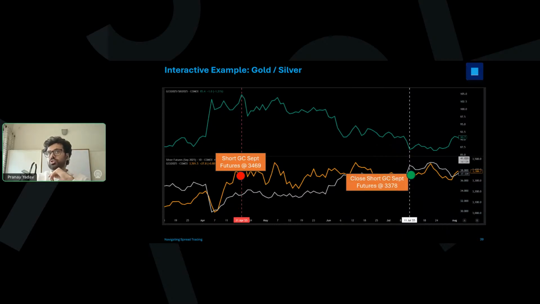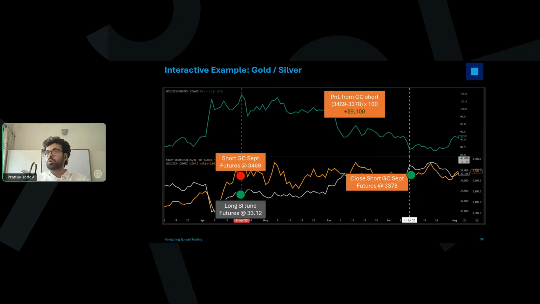You had a short position that you entered on the 24th of April. You exited that on the 11th of July. That position was profitable, as you can clearly see. The P&L from that position was $9,100.